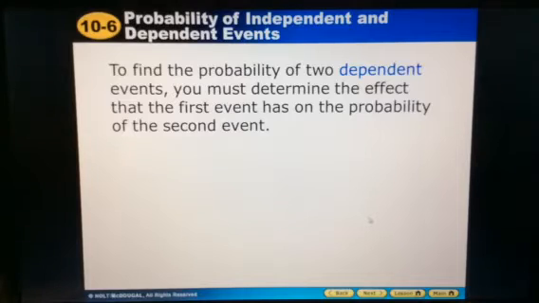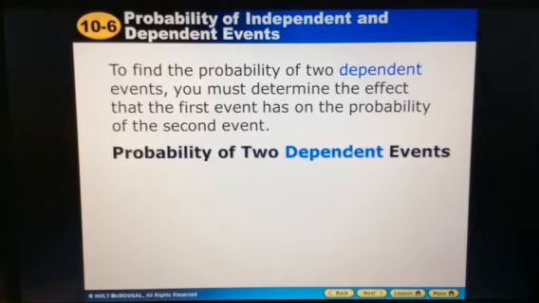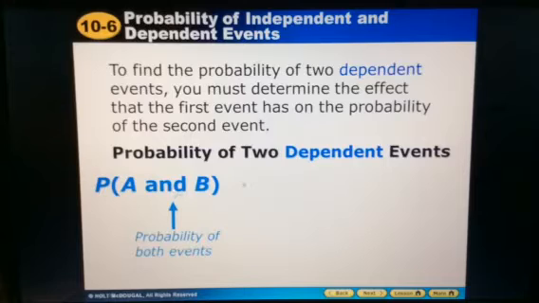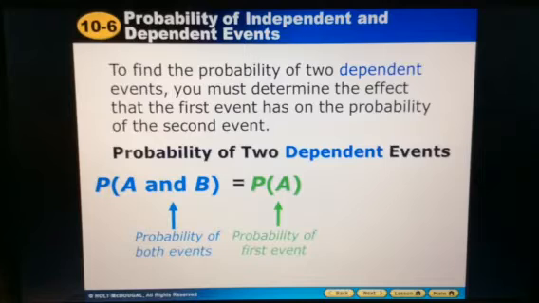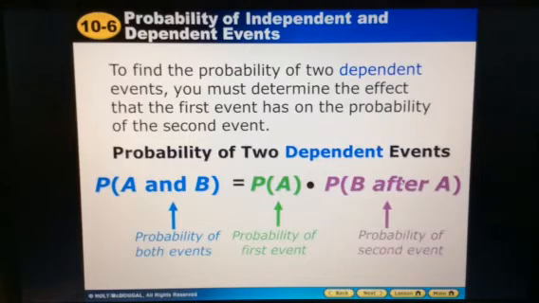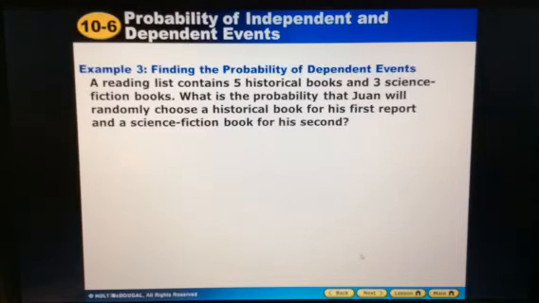All right, to find the probability of two dependent events, you must determine the effect that the first event has on the probability of the second event. And in that case, probability of A and B equals the probability of A, that's the first event, and then times the probability of B after A has been done. Okay, so let's look at an example of that.